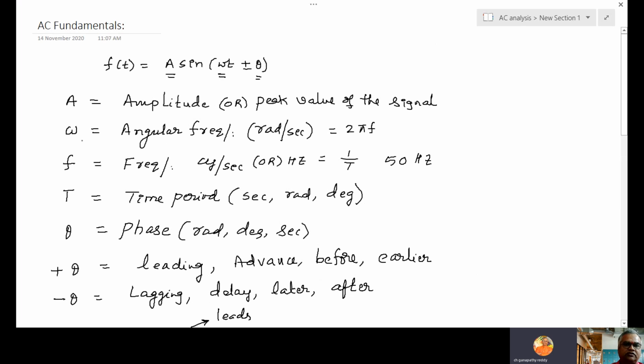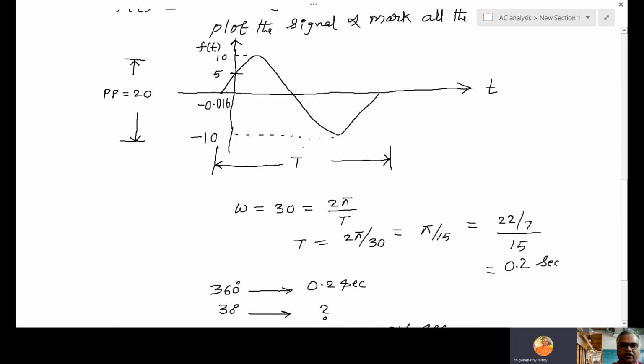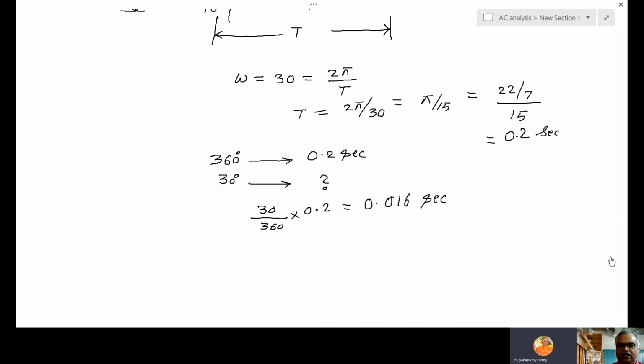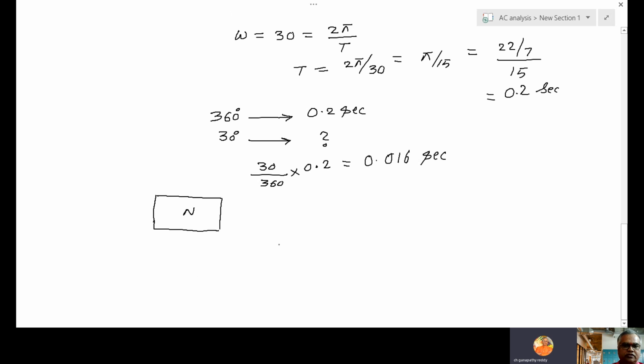Omega is the angular frequency. To understand omega, let us concentrate on signal production, how the signal is generated. So let us start by taking a north pole, one north magnet, then a south magnet.